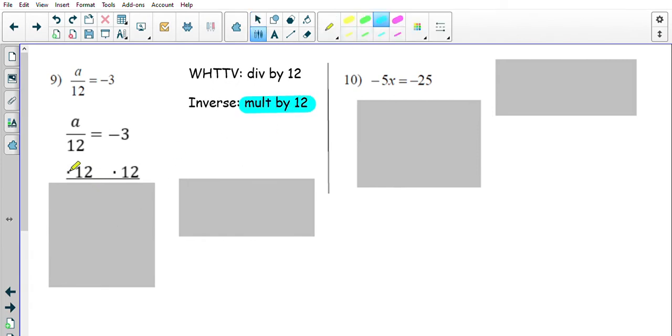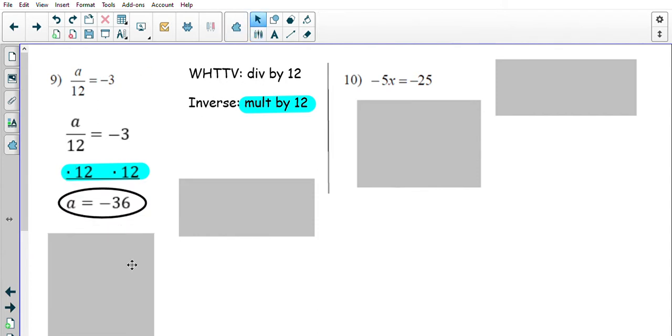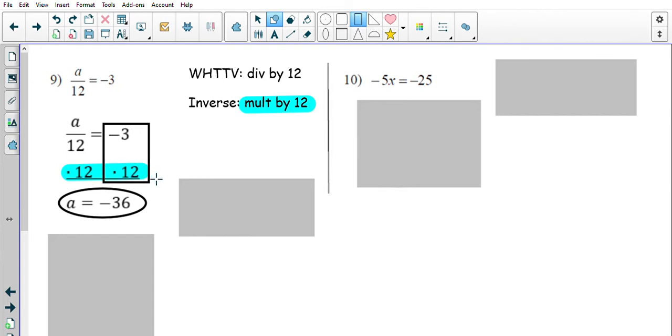Now notice how I'm showing it down below and not off to the side. It's just a nice way to organize things, but this is where students often think, oh, I need to do 12 times 12, and that gets me 144. But you're dividing by 12, then multiplying by 12, which leaves you with a. What you should be plugging into your calculator to get your solution is negative 3 times 12. And our final answer is negative 36.